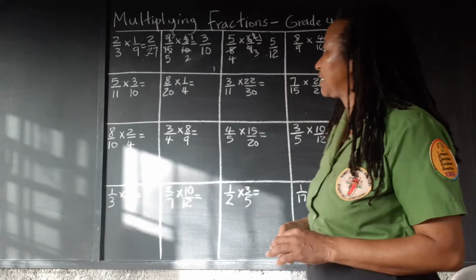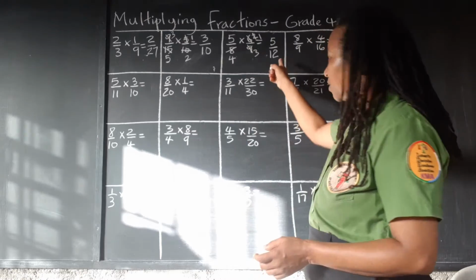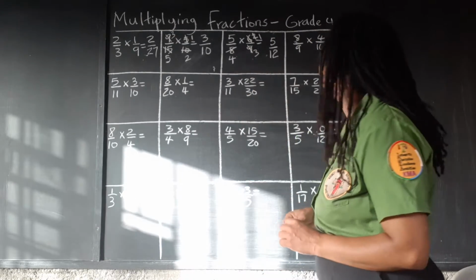5/12 is in its simplest form. It cannot be reduced. So this is our final answer, 5/12.